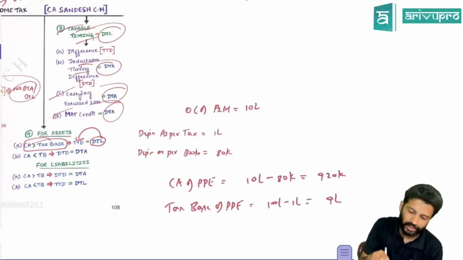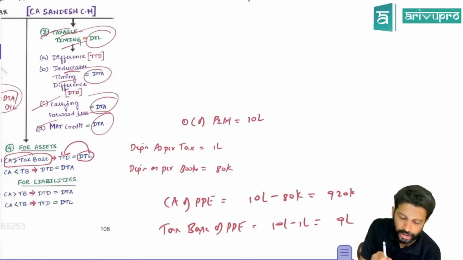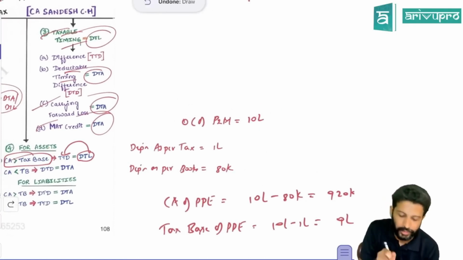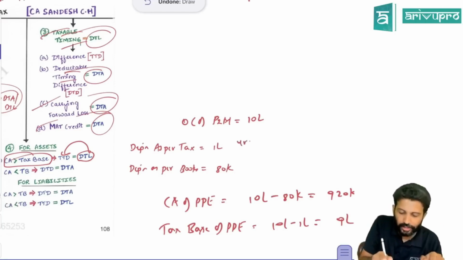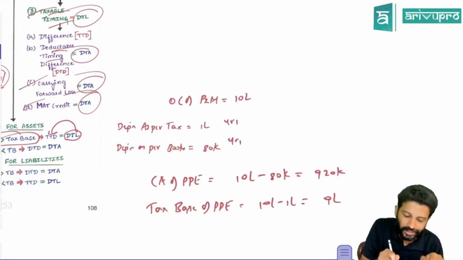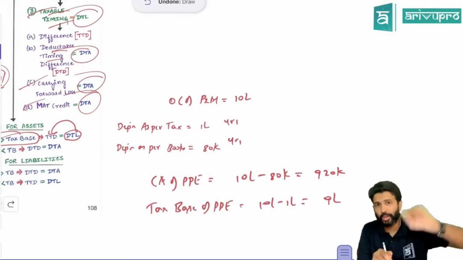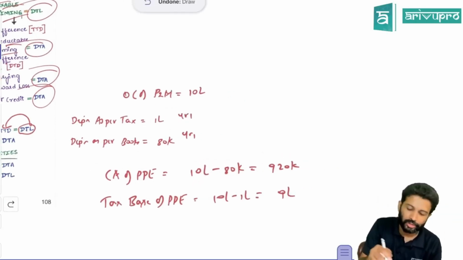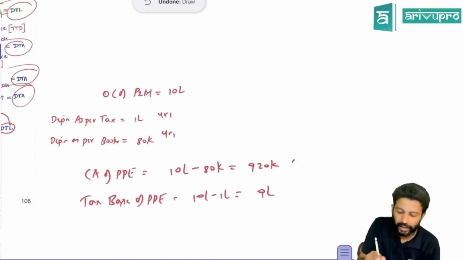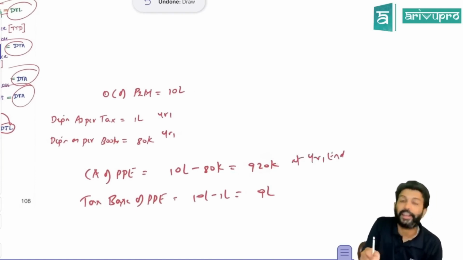How will it arise? Look at this small example. Let's say the original cost of the asset is 10 lakh. Depreciation as per tax record is 1 lakh. Depreciation as per books is 80,000. This is in year 1, let's assume. Can you tell me what is the carrying amount of PPE as per books at the end of the year? You bought it for 10 lakh. You depreciated it by 80,000. So the carrying amount has become 9,20,000 at year 1 ending.